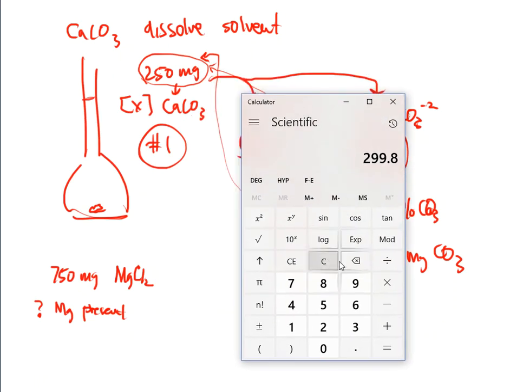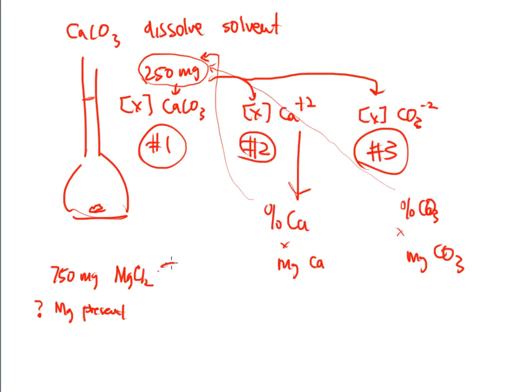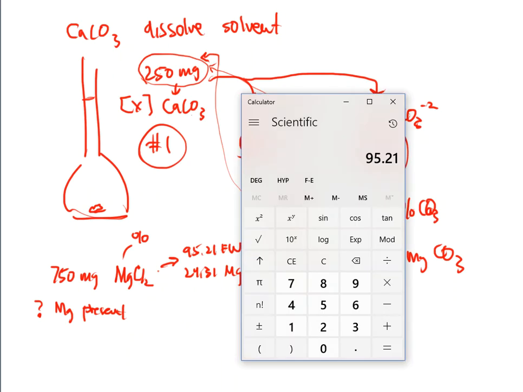So I'm going to quickly do this for you. I'm going to calculate the formula weight for magnesium chloride. Magnesium's 24.31. The chlorine is 35.45. And I have another chlorine, so another 35.45. So that formula weight is 95.21. Well, the magnesium was 24.31 of that. So I'm going to calculate the percentage of magnesium.